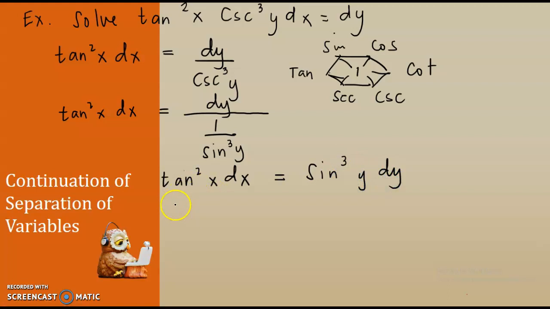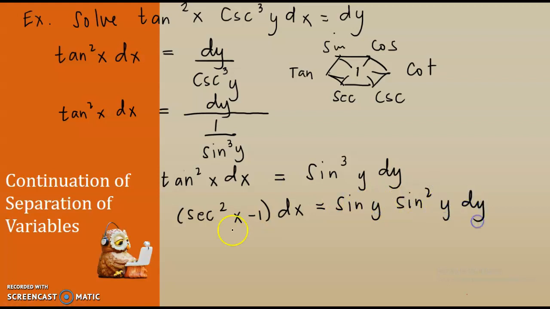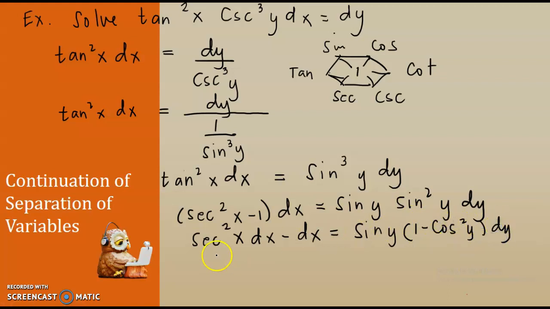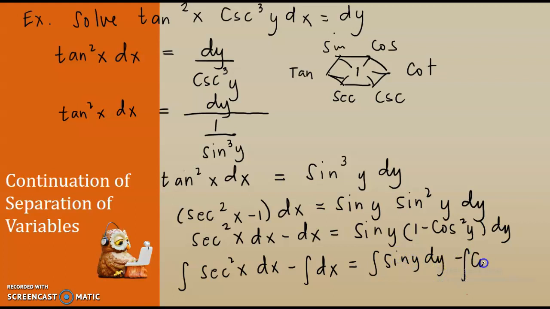Your tangent squared x is also equal to secant squared x minus 1 dx. And your sine cube y is also equal to sine y times sine squared y dy. Then we have secant squared x minus 1 dx equal to sine y times, your sine squared y is also equal to 1 minus cosine squared y dy. Then we integrate secant squared x dx minus the integral of dx equal to the integral of sine y dy minus the integral of cosine squared y sine y dy.